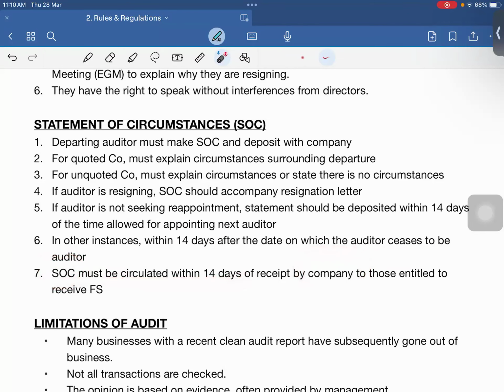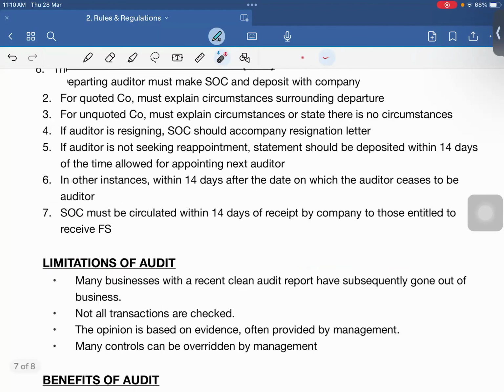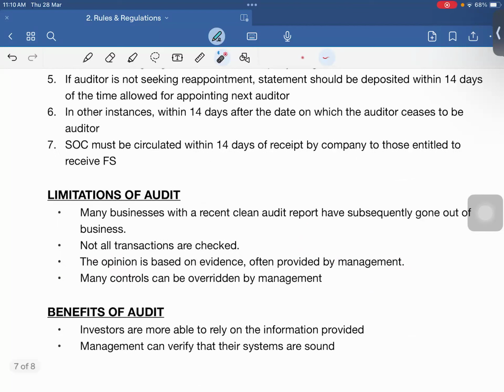Clear? Now, who do these get communicated to? It is communicated to those who are going to receive that FS. FS here means financial statements. Now, what are the limitations of audit?